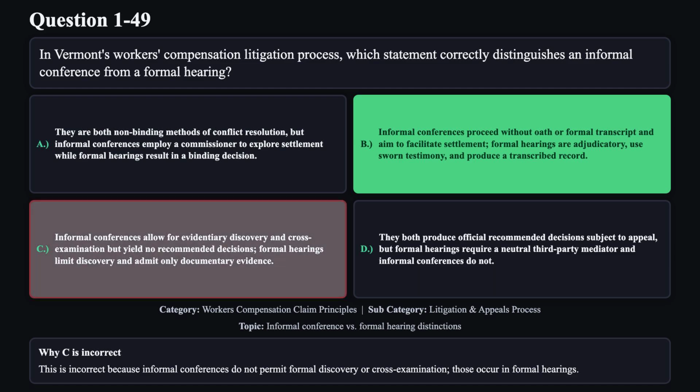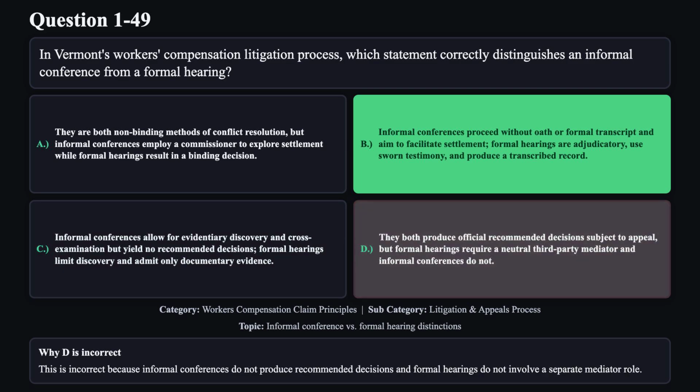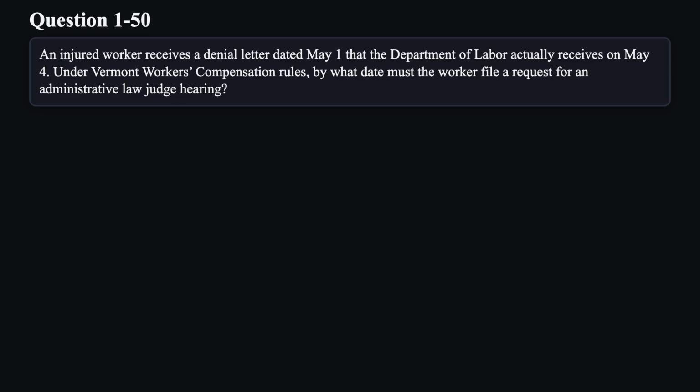This is incorrect because informal conferences do not permit formal discovery or cross-examination. Those occur in formal hearings. Reason D is not correct. This is incorrect because informal conferences do not produce recommended decisions, and formal hearings do not involve a separate mediator role. Question 50. An injured worker receives a denial letter dated May 1st that the Department of Labor actually receives on May 4th.